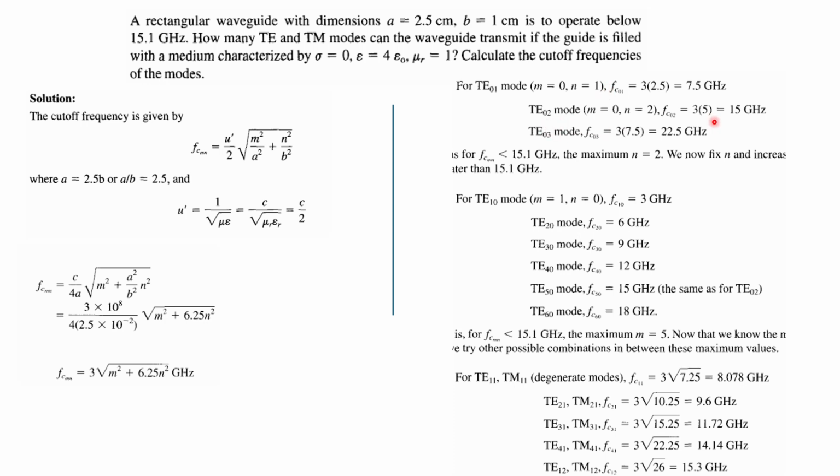Now if we put m equal to 0 and n equal to 2, we get the cutoff frequency equal to 15 gigahertz. Is this less than this? Still yes, because this is lesser than 15.1, so this will also propagate, correct? Now the third one: put m equal to 0 and n equal to 3. Now check, fc will be 22.5. Is this lesser than this? Of course not. So will this mode propagate? No, this mode will not propagate. So further we cannot go for higher values of n, because now it's time to stop.